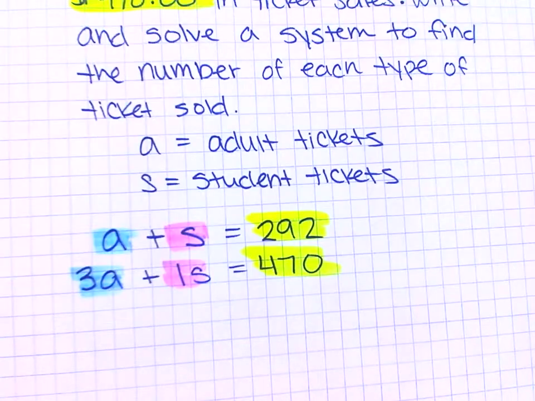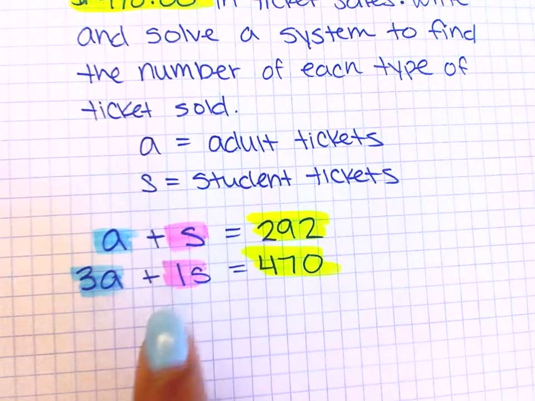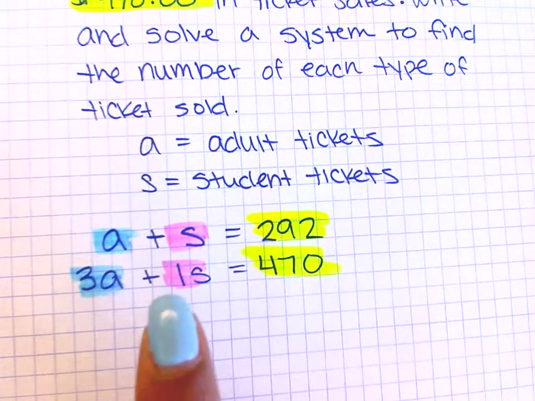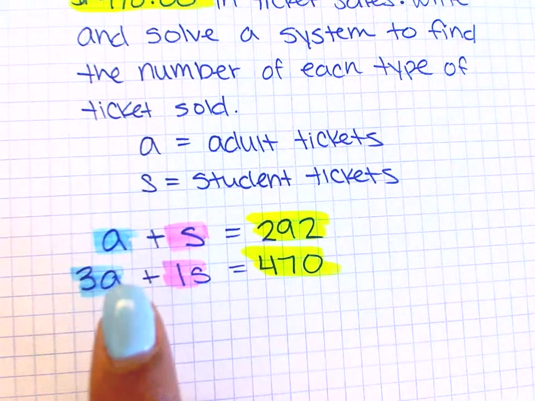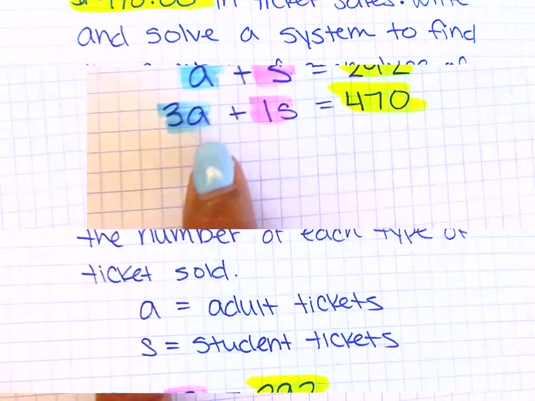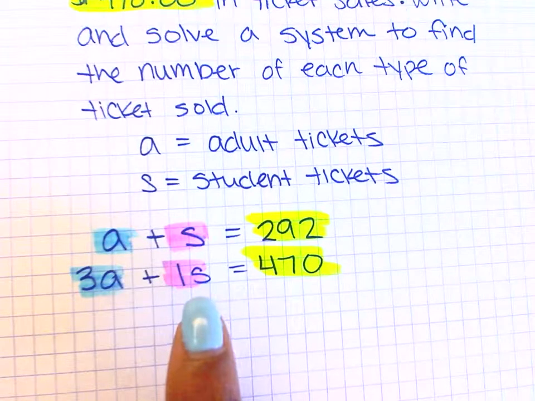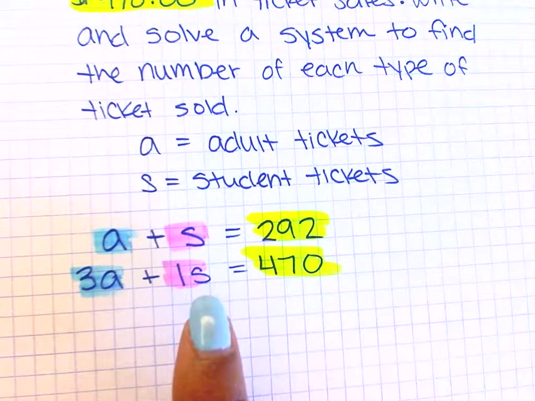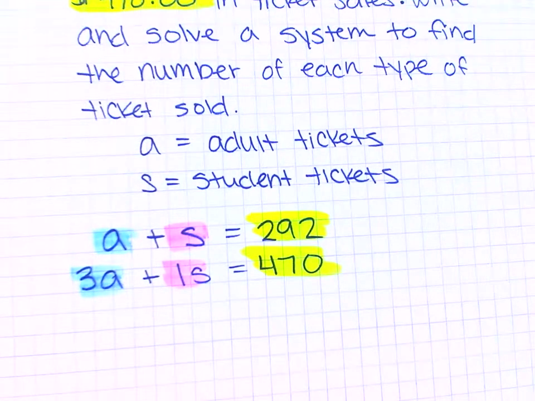So that's like having 2 equations, a system of equations. Now I need to solve it, because the second part of the problem told me to solve it. So how am I going to do that? I need to do it by using elimination. If I look at these 2 equations, is it easier to eliminate the 3a or the 1s? The 1s. So what will I have to do? Multiply the first equation by what? Negative 1. Beautiful.